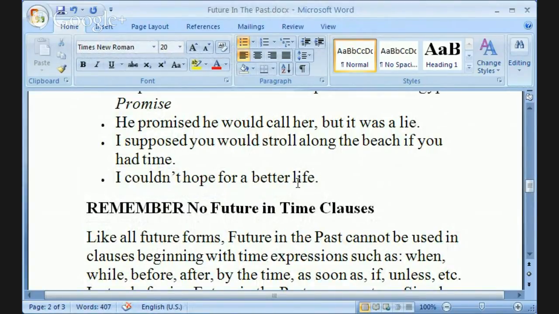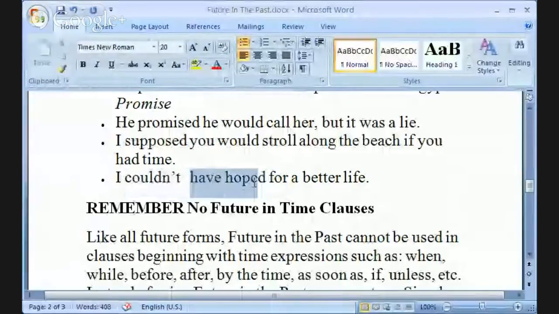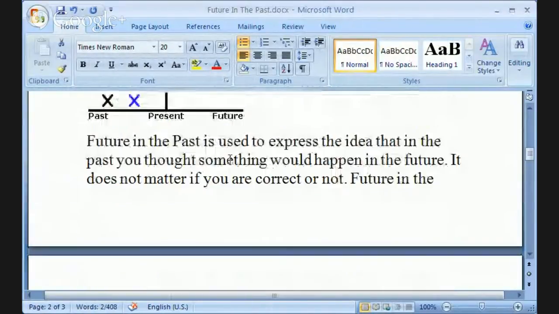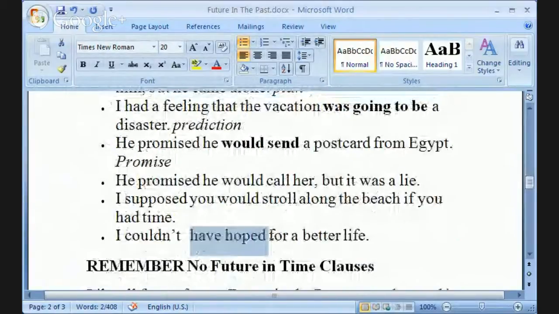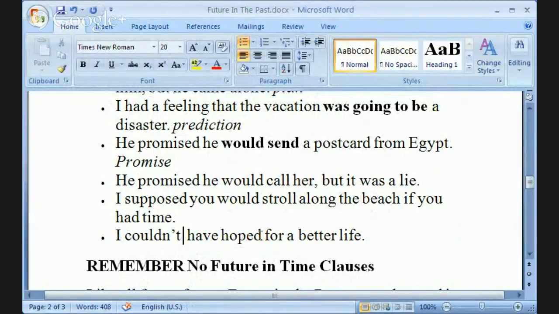There's a way we can modify it. The purple X would be in the future if we change the verb tense a little bit to the perfect form. Have hoped. Yes. I couldn't have hoped for a better life. This brings it to the present, because we're using the present perfect form with the modal. I couldn't have hoped for a better life. This means the purple X now stops at the present. Interesting. Playing around with it there. But I guess the way you've constructed it, even though we're not using would, I guess this is still a version of future in the past.